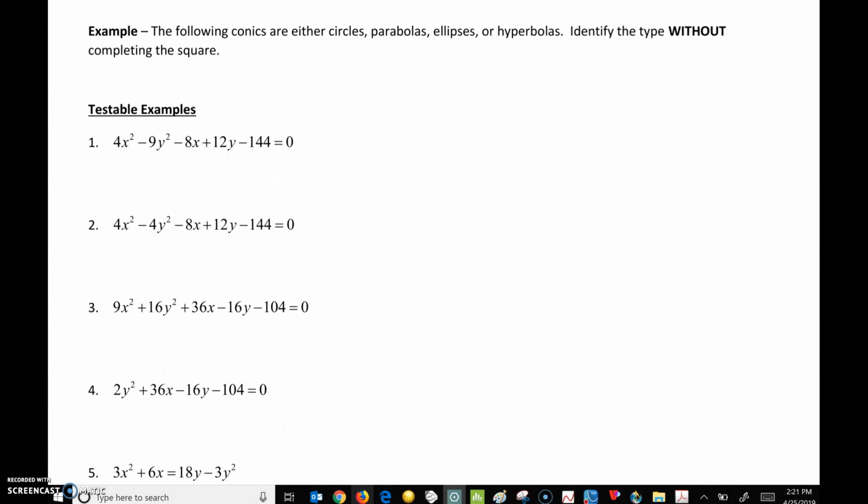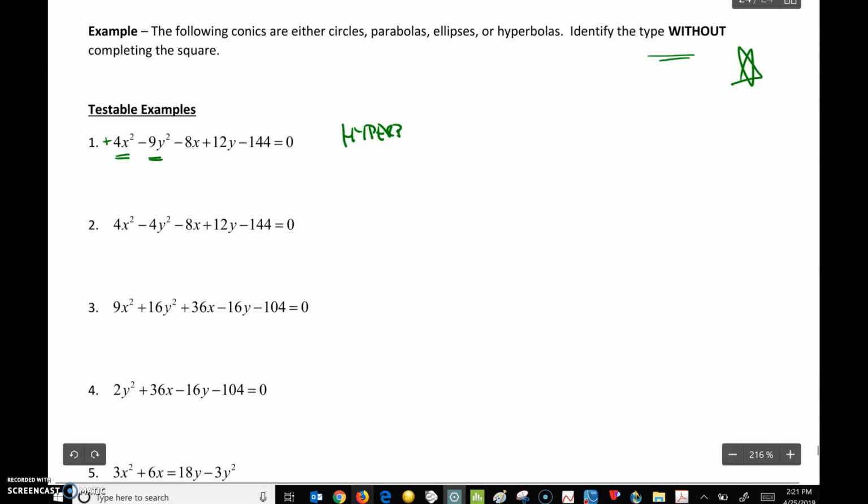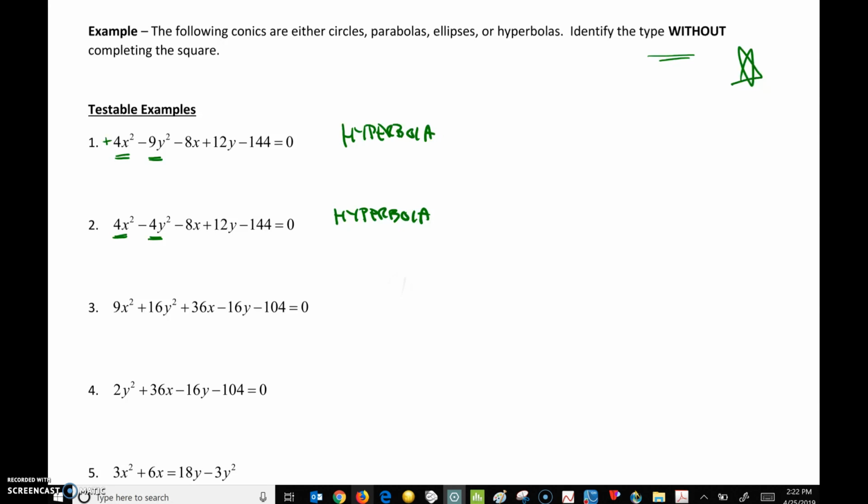Examples. So these are test question types of examples. Without completing the square, just look at them and decide what they are. All right, so I got an x squared and a y squared. They have different signs, so it's a hyperbola. You might say, well, the numbers are the same. Well, it doesn't matter if they're the same if they have opposite signs.